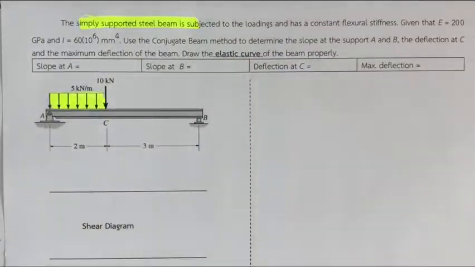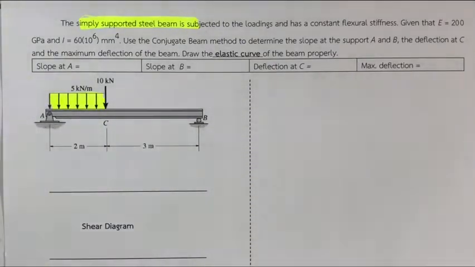If you notice, many examples in the textbook or in the oral examination only consider the point load for the conjugate beam method. For the uniform load, you may use the unit load method to analyze it. But for this one, I would like to show you as a guideline that you may see.